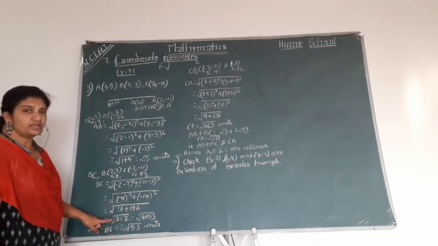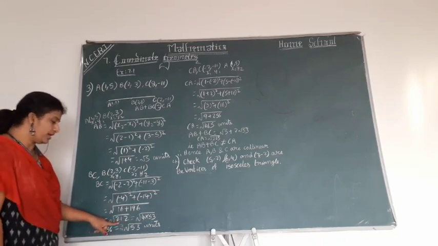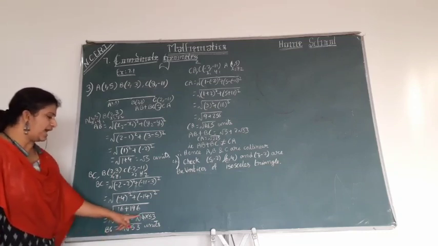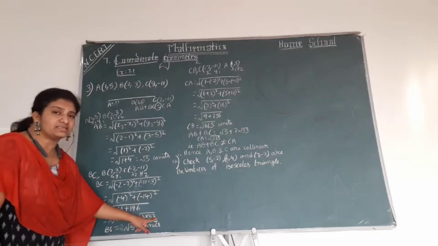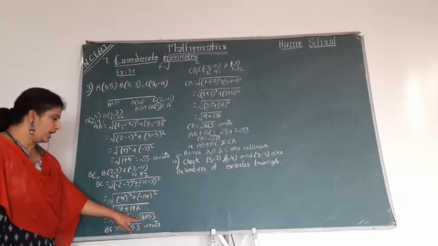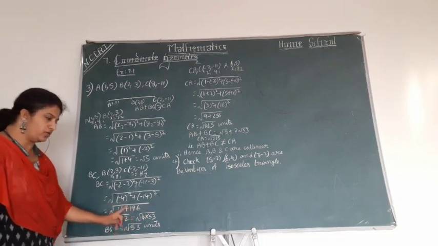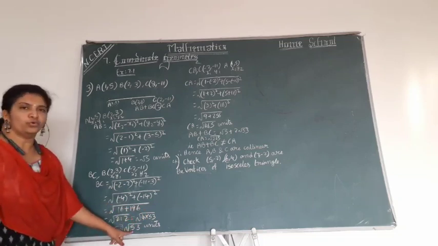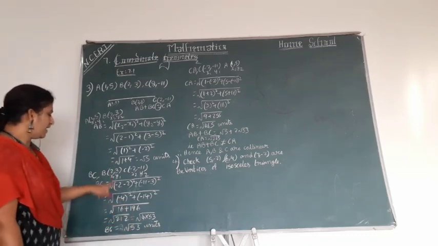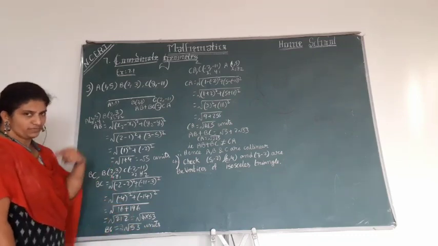Check here. This square root of 212 further you can simplify. Yes, I can rewrite this 212 as 4 into 53. So 4 is a perfect square. Remove from the square root. If 4 is removed from the square root, it will be 2 root 53 units. We got AB value, BC value. Let's find one more set.